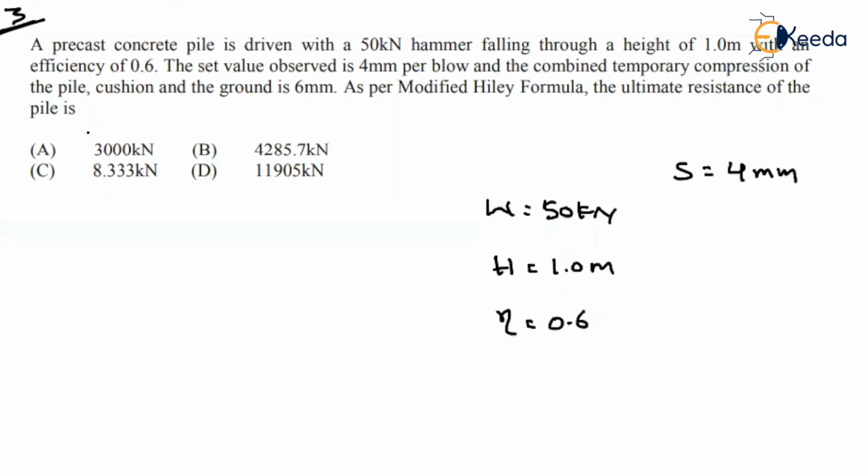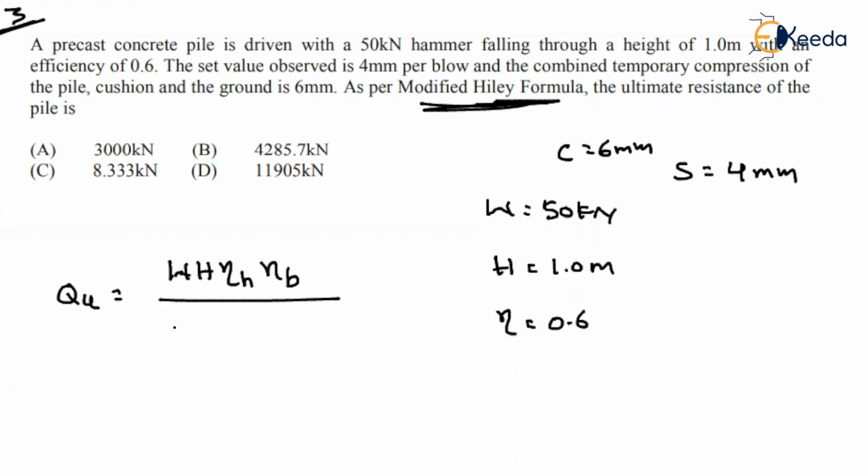Combined temporary compression of pile, cushion and the ground. That means they have given the C value as 6 mm. What are they asking us to find? By using Healy's formula, they're asking us to find the ultimate resistance. How to find the ultimate resistance? By using Healy's formula, that is W into H into efficiency of the hammer into efficiency of the blow, divided by S plus C by 2.